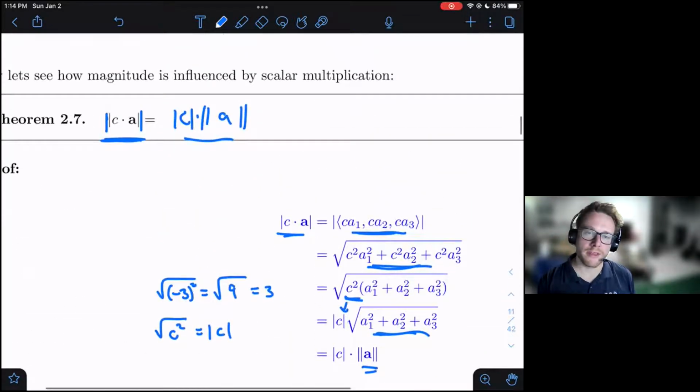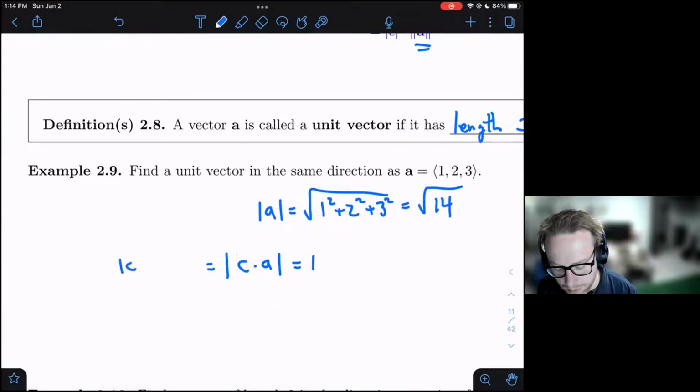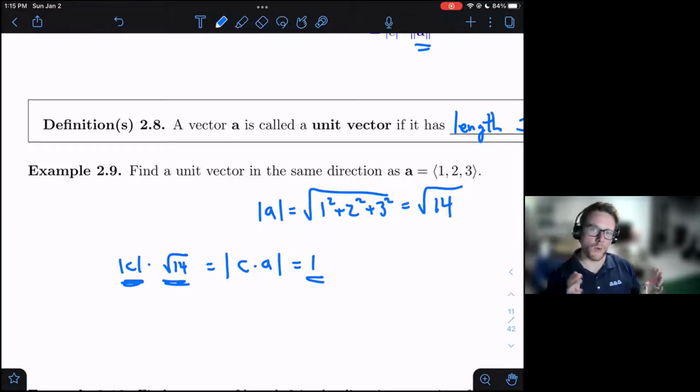Well, using this formula that we've come up with up here, we know that this is going to be equal to the absolute value of C times the original length of vector A. The original length of vector A, we already found out, was root 14. So again, we're going to try to multiply it by something so that we get some nice cancellation here, and we end up with 1. And if you want to get 1 after multiplying, you always multiply by the reciprocal. It's like 2 times 1/2 or 3 times 1/3. When you multiply by a reciprocal, they cancel out and you just get 1.